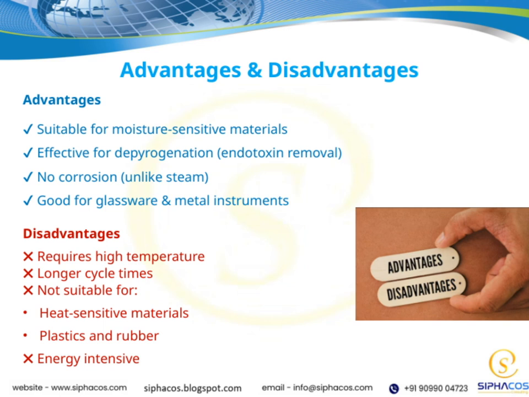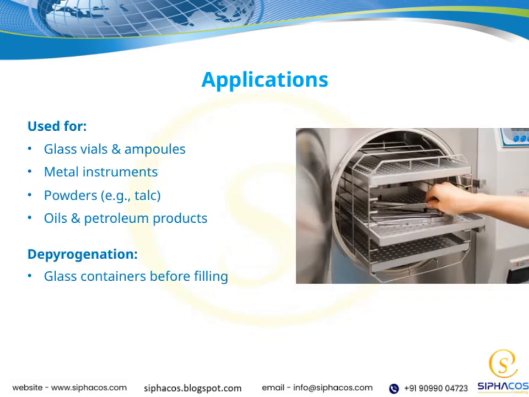This process requires high temperatures, which can be a limitation for certain materials. It also involves longer cycle times, meaning it takes more time to complete sterilization compared to other methods. Plus, it's not suitable for heat-sensitive materials, plastics, or rubber items that might degrade under high heat. And finally, it's quite energy-intensive, which can impact operational costs and sustainability considerations. Understanding these pros and cons helps us choose the right sterilization method based on the materials we're working with and the overall process requirements. Now, let's take a look at some of the key applications for this process.